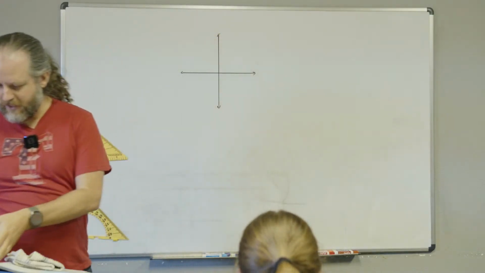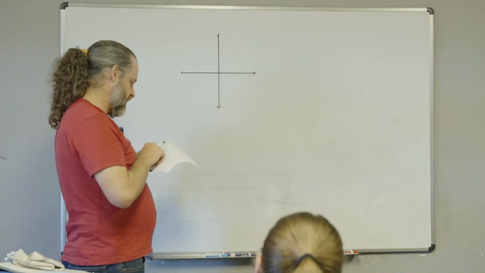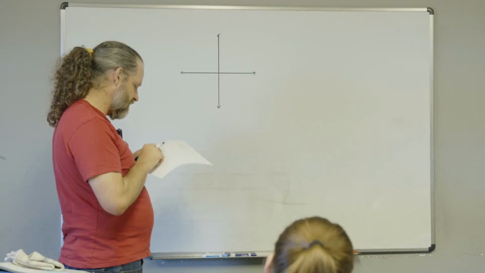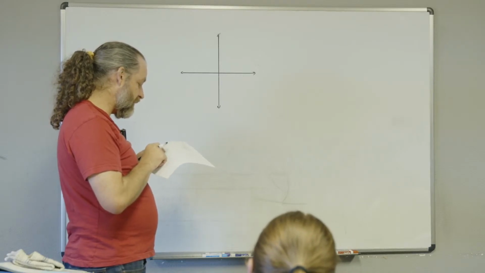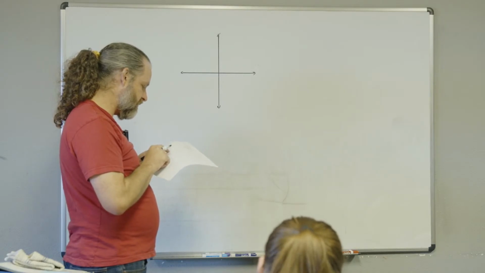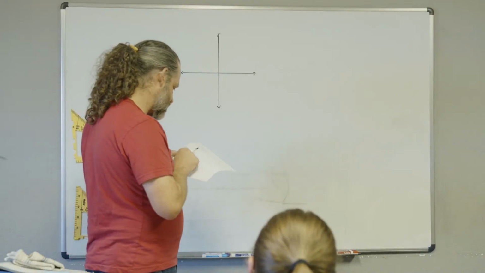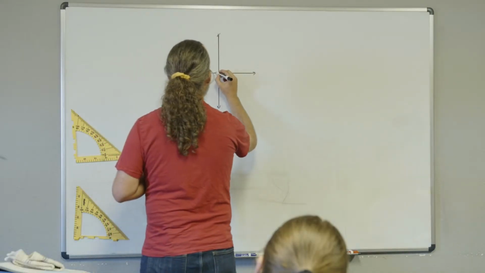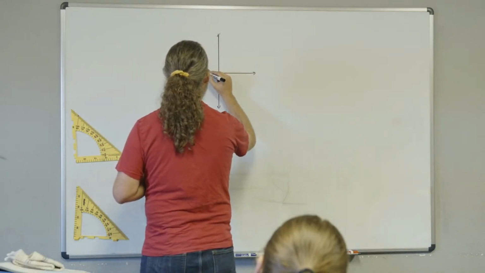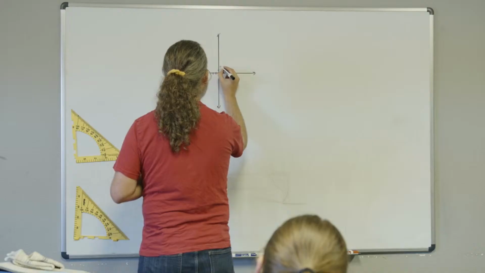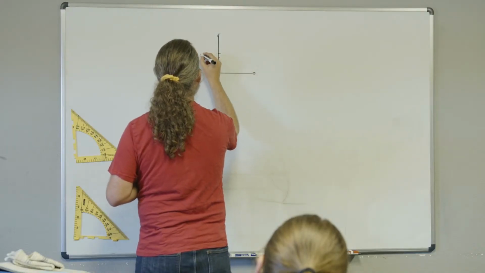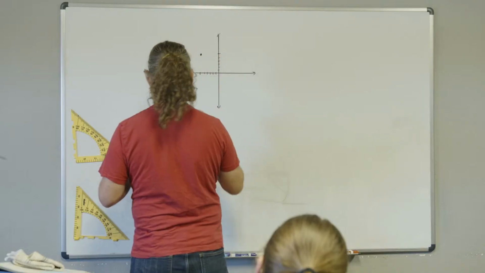Okay, so we got a bunch of dots. We got one at -6, +6, right? 1, 2, 3, 4, 5, 6. Great. Positive 1, 2, 3, 4, 5, 6 is where that point is.